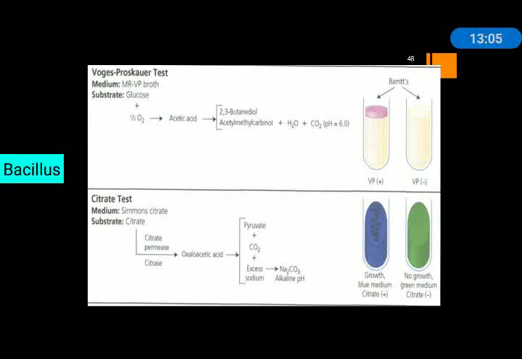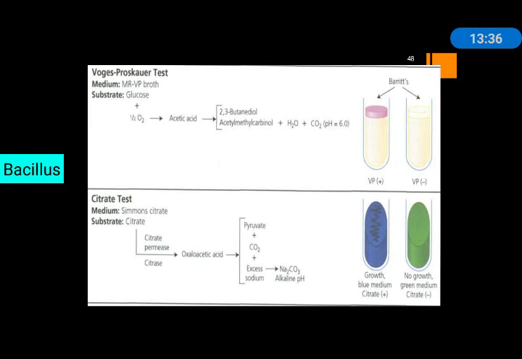Voges-Proskauer test: the medium is as usual MRVP broth, and the substrate is glucose and oxygen. Acetic acid is formed by fermentation, and 2,3-butanediol, acetyl methyl carbinol plus H2O plus CO2, and the pH is 6 point something. The Voges-Proskauer test is an alkaline medium, and Enterobacter gives a positive test.